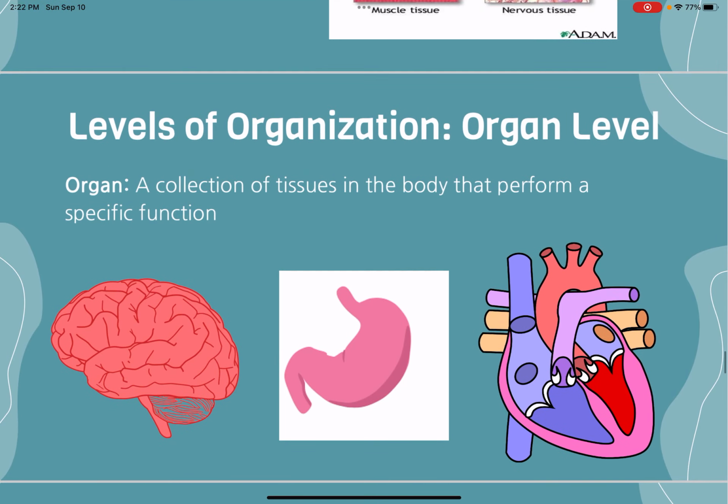Next, we have the organ level. Tissues are organized into organs such as the brain, stomach, or heart. An organ is a collection of tissues in the body that perform a specific function.